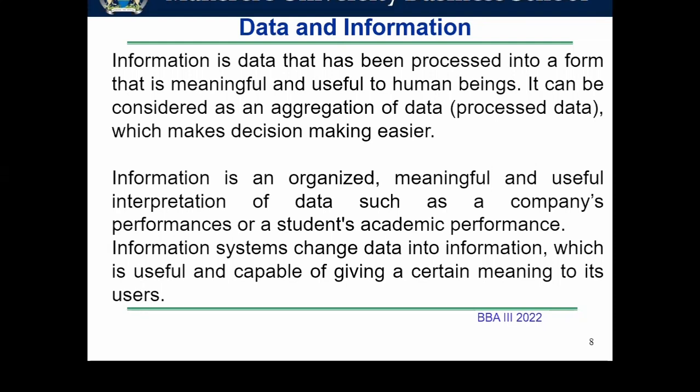Information is an organized, meaningful, and useful interpretation of data, such as a company's performance, a student's academic performance. When you look at it from a student's academic performance, you will have courses done, you'll have results obtained, you'll even have the CGPA that has been obtained. The CGPA could be a summary of your whole performance. If you have a 4.5, automatically you'll know that is a first class. That is already summary information.